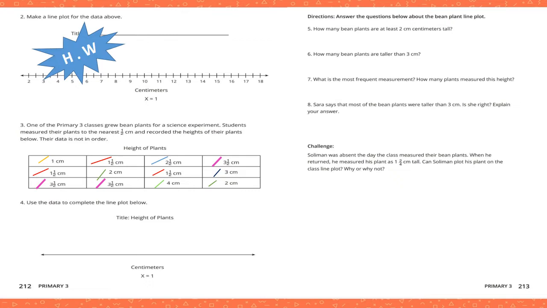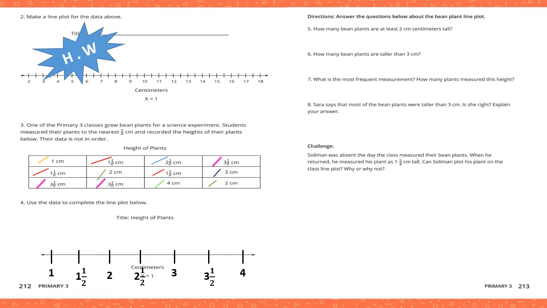Number 4, I will use the data to complete the line plot below. What about my title? The line plot has to have a title. The title here is height of plants. And this is my line plot. I will put my numbers: 1 centimeter, 1.5 centimeter, 2 centimeter, 2.5 centimeter, 3 centimeter, 3.5 centimeter, 4 centimeters.